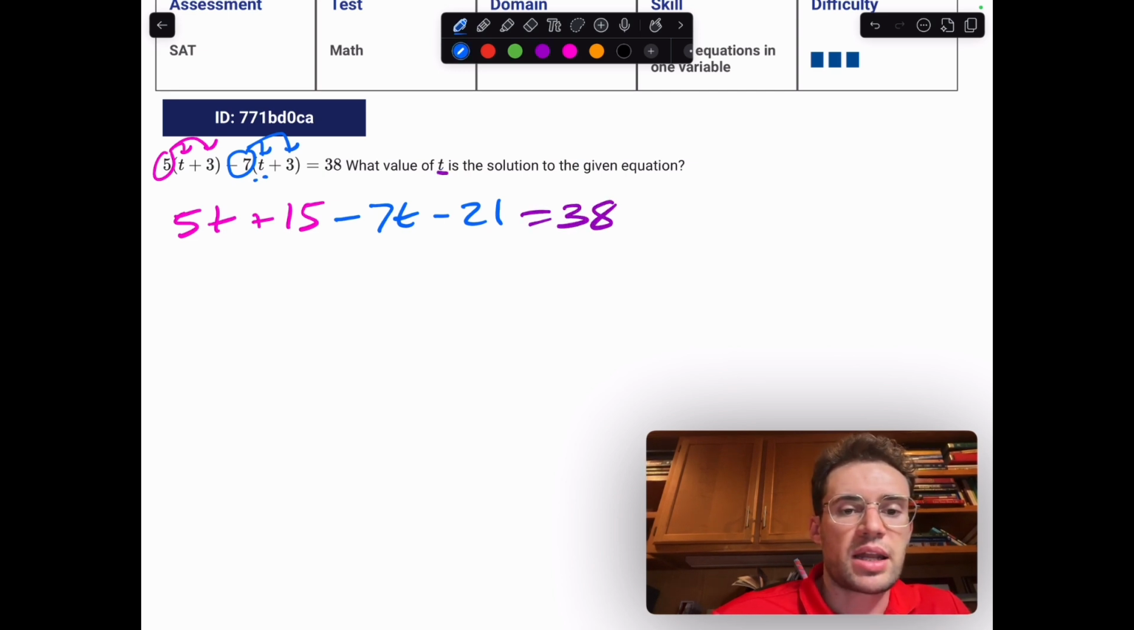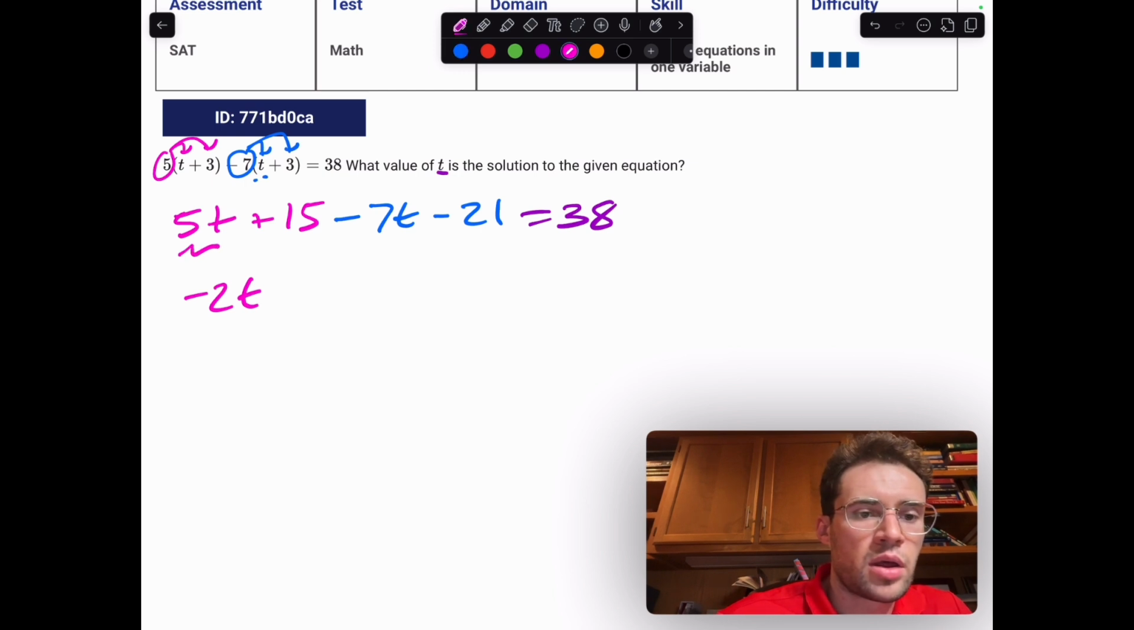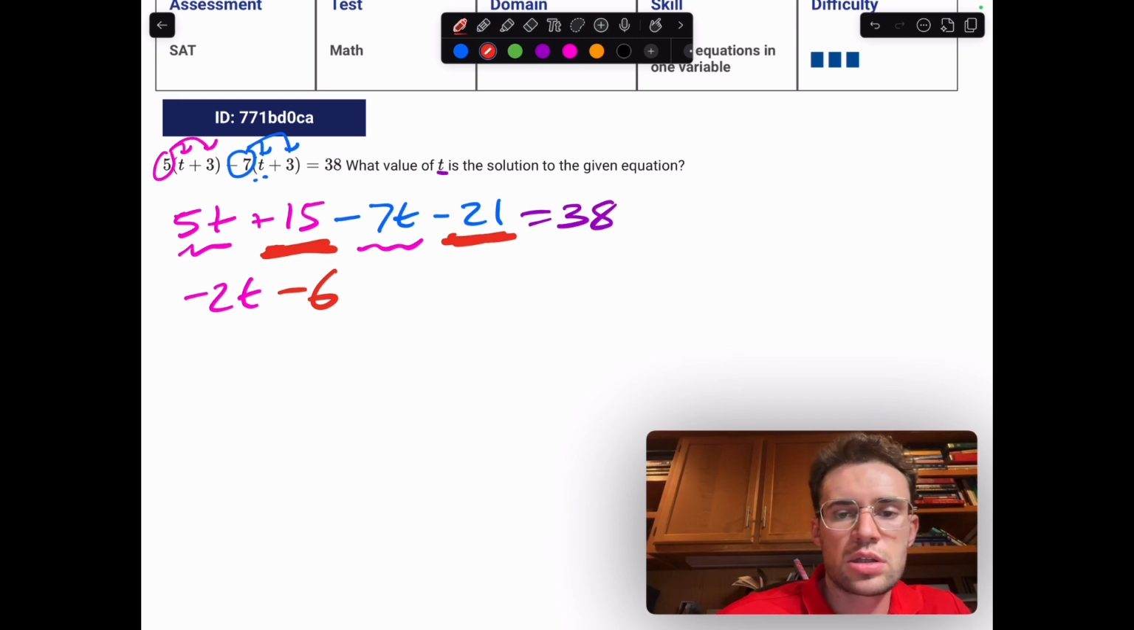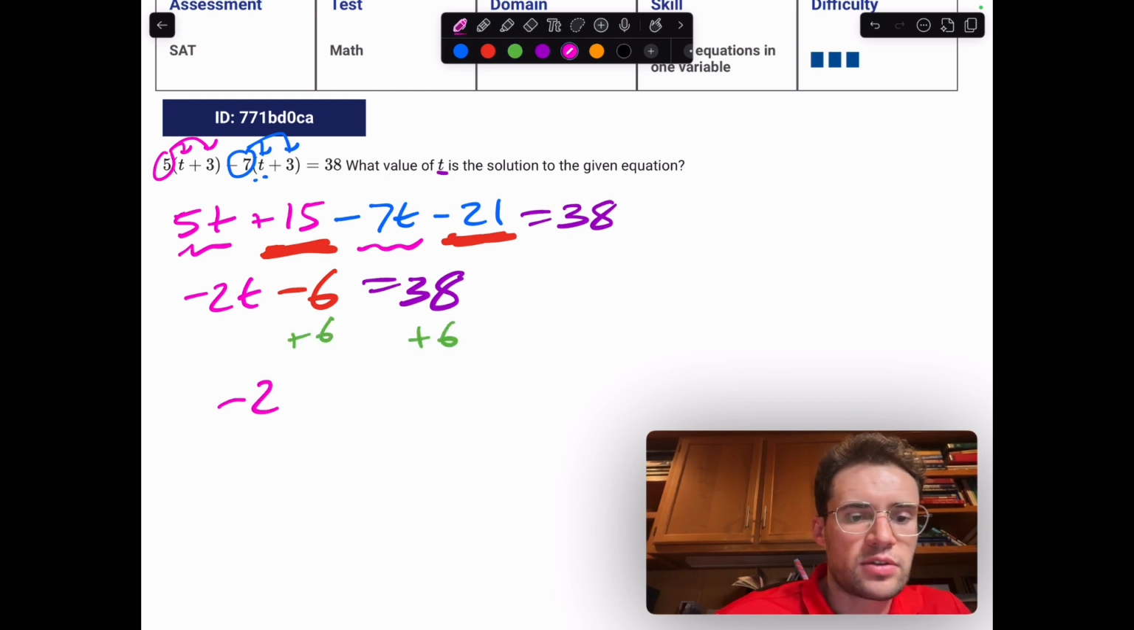So we have 5t minus 7t, which would give you negative 2t. And then 15 minus 21 will give you negative 6. Yeah, let me just show what I'm doing here. I'm combining the like terms. 15 minus 21 is negative 6. That's equal to 38. Add 6 to both sides to get the t's alone. That gives us that negative 2t is equal to 38 plus 6, which is 44.